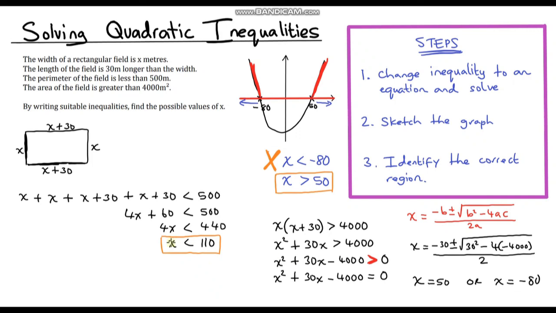So what is our final solution? Well, our width has to be greater than 50 meters. So 50 meters is our lower bound. So it's greater than 50 meters, but less than 110 meters. So this here is our final solution.